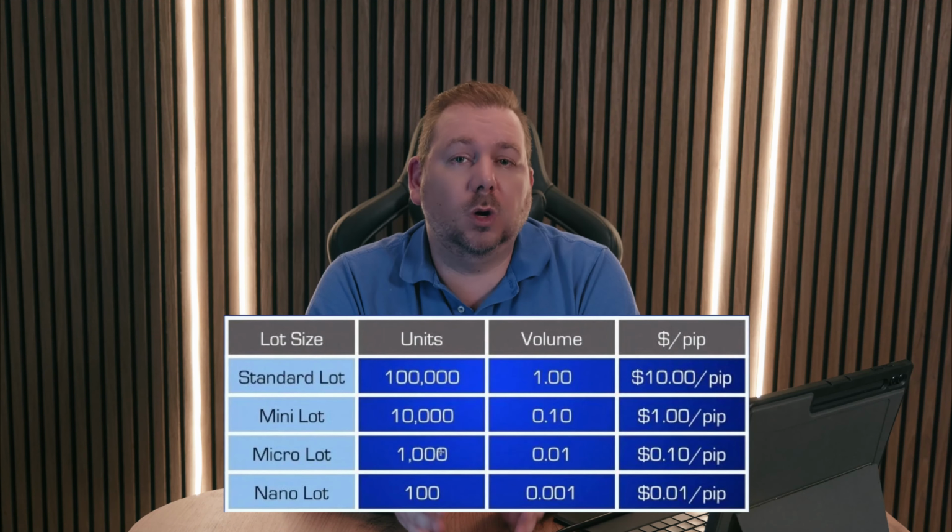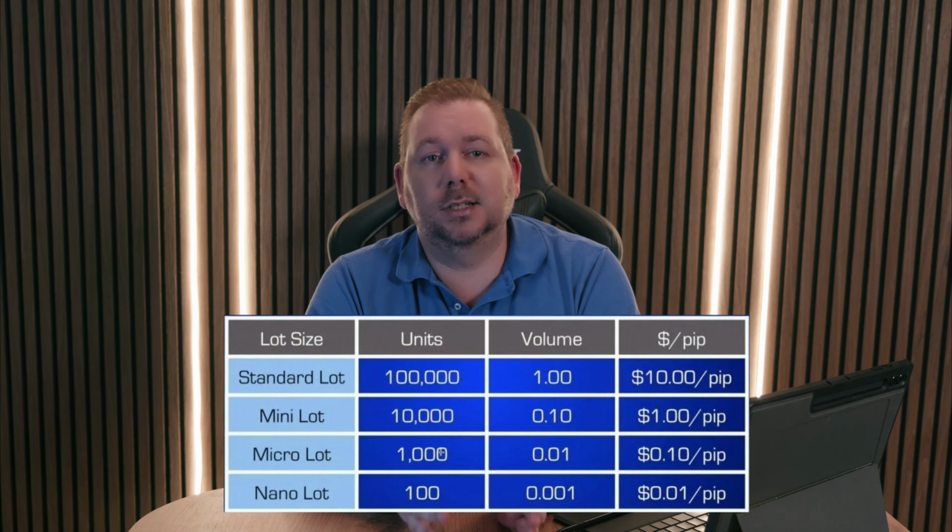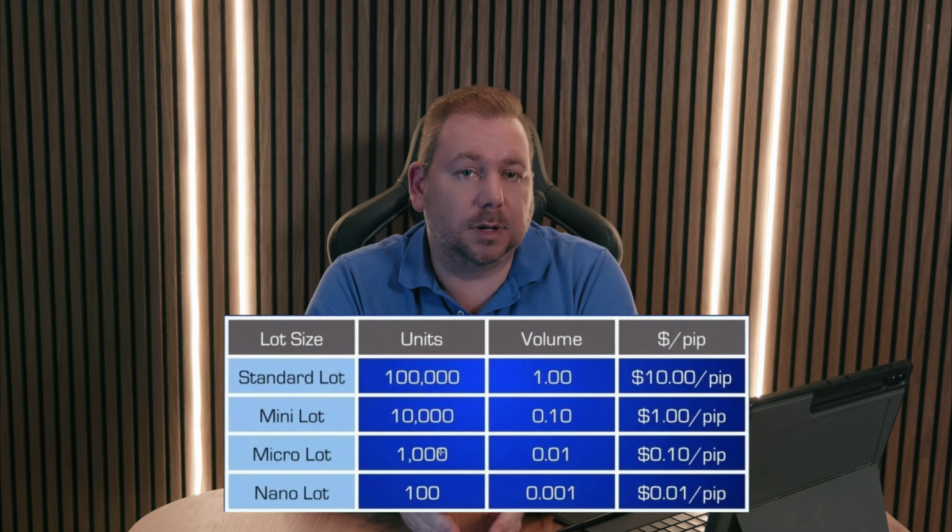So, now that you know what a pip is, what is a pip worth? It depends on your position size. Nano lots is 1 cent per pip. Micro lot is 10 cents per pip. Mini lots is $1 per pip. Standard lots is $10 per pip.